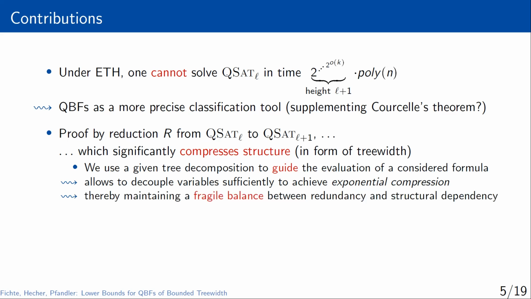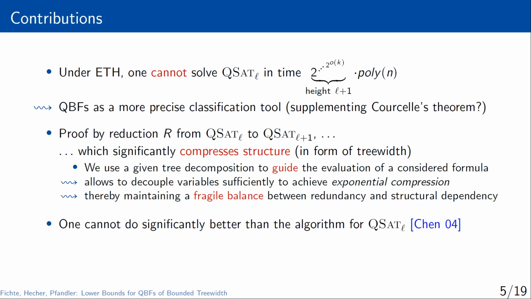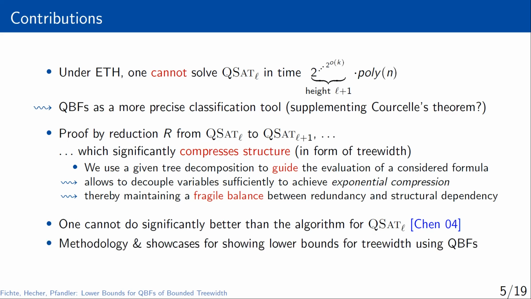Interestingly, we still require redundancy in the form of auxiliary variables, but one needs to take special care to not increase Treewidth in the process. As already pointed out, our result also confirms Chen's result in the sense that it establishes that probably one cannot significantly improve this algorithm. We also complete a methodology on showing lower bounds for Treewidth by using QBFs, and also add a plethora of showcases in the form of new results for existing problems.